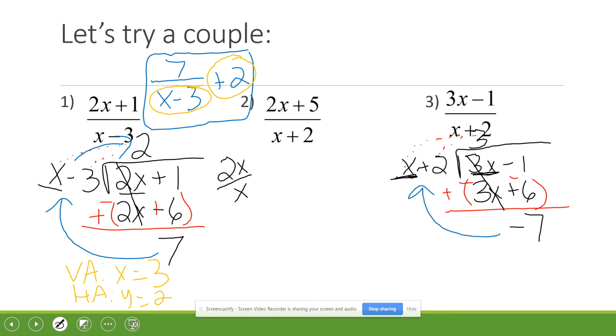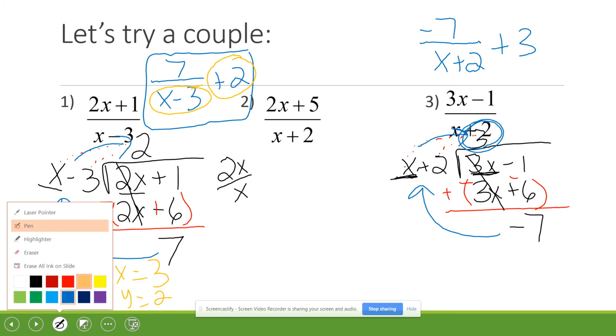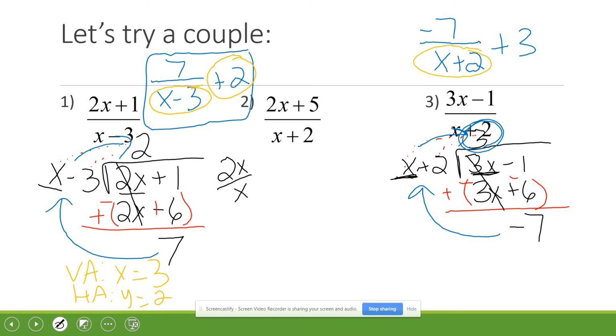We're again going to go from bottom to top when we write our equation. So we have negative 7 over x plus 2 plus 3. And that's a plus 3 because the 3 on the top here is positive. Our equation tells us that our vertical asymptote is at x equals negative 2, and our horizontal asymptote from right here is y is equal to 3.